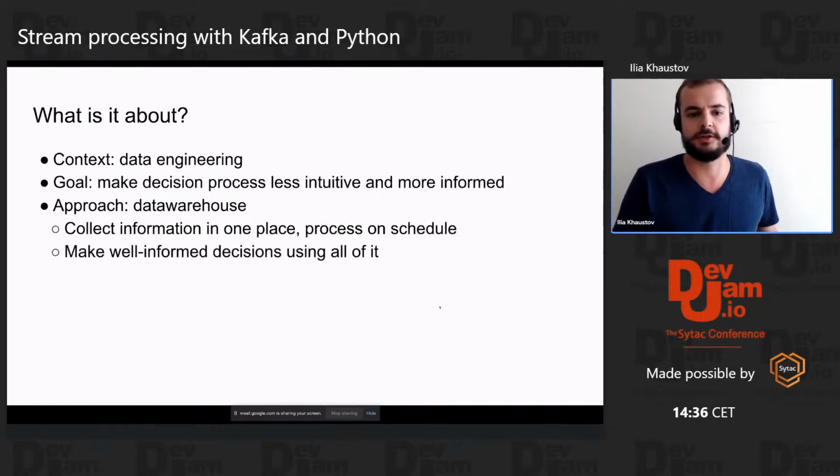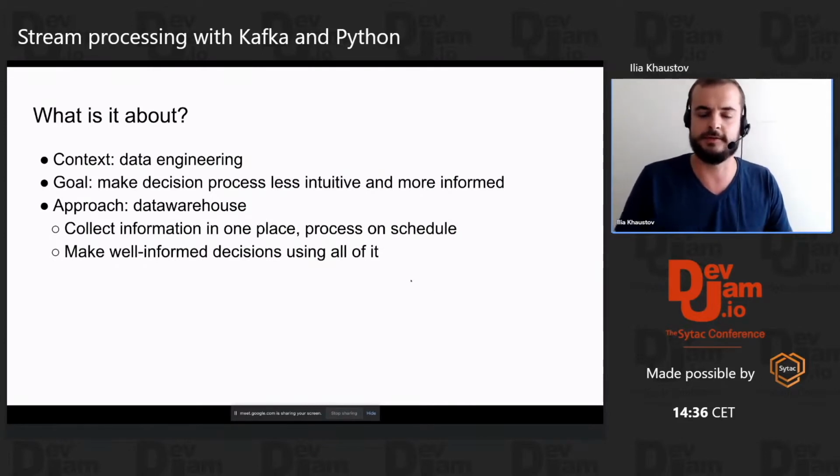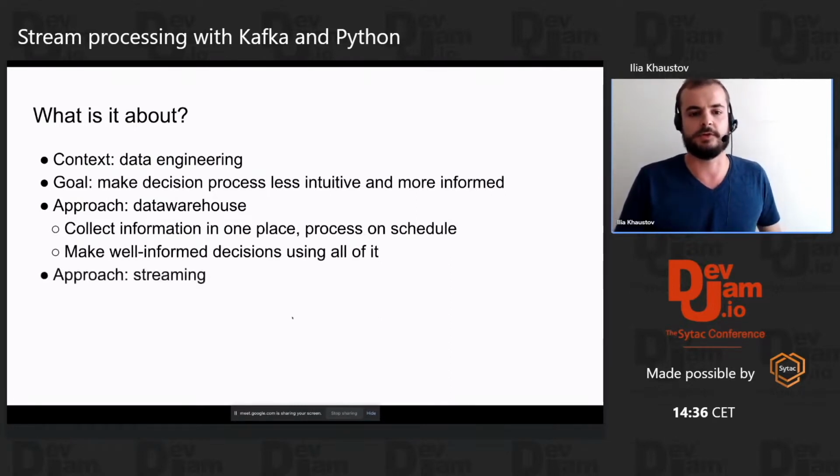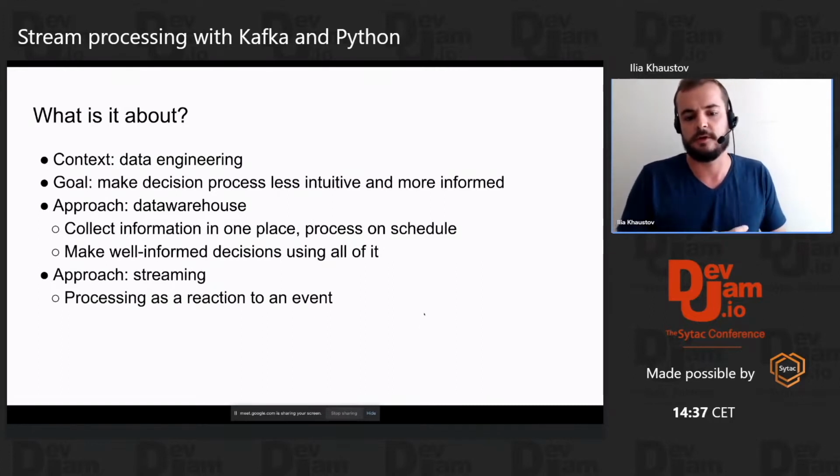And yes, our decisions are usually backed by years of data, and we try to make the best decision possible, create the most detailed report from the data warehouse, and yeah, I see the trend. But there's another approach to reach data engineering goals, which I call streaming. Maybe not only me. The difference from the data warehouse approach is that processing is seen not as a scheduled thing, but rather a reaction to some event that happens.